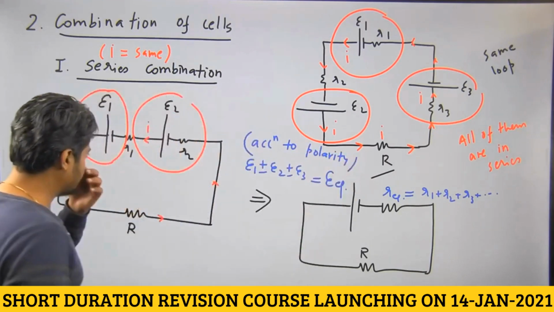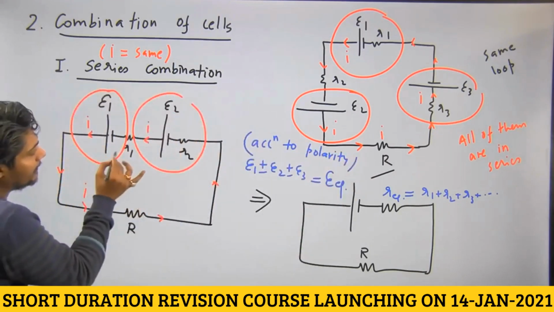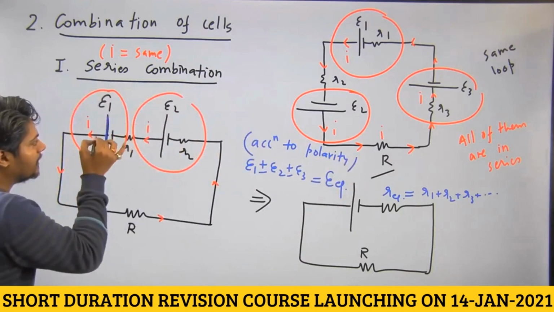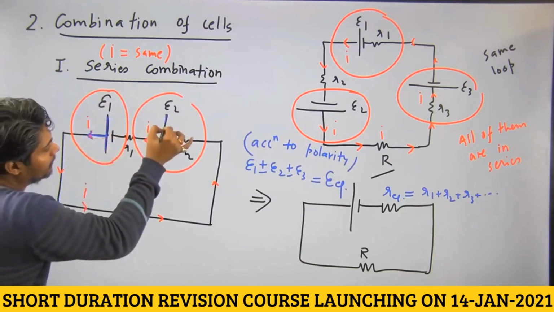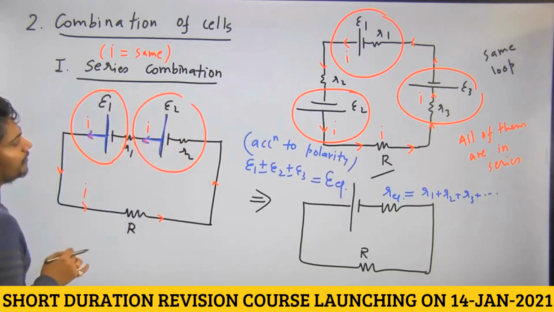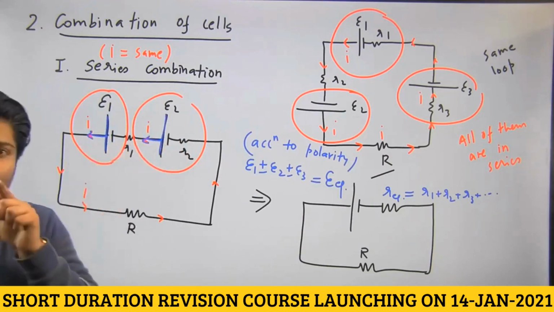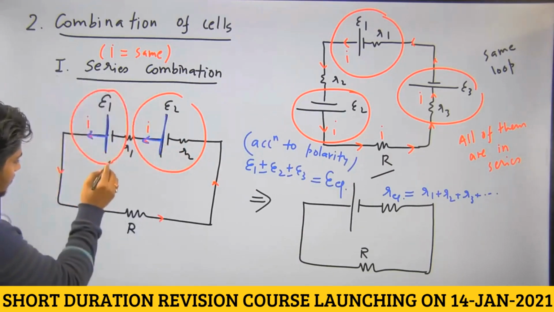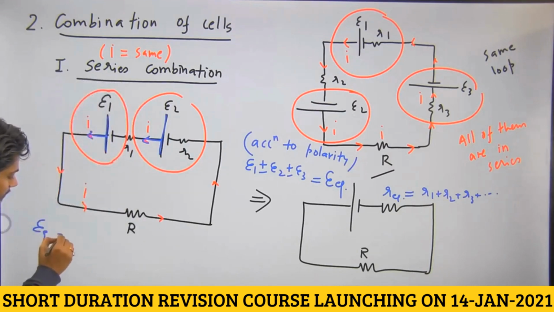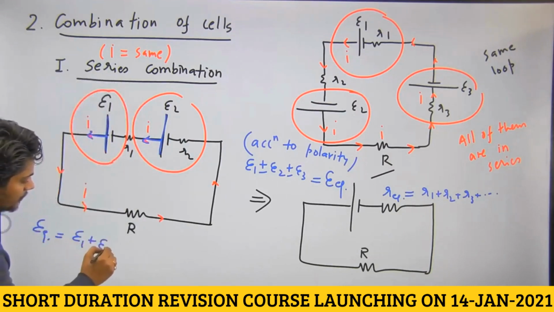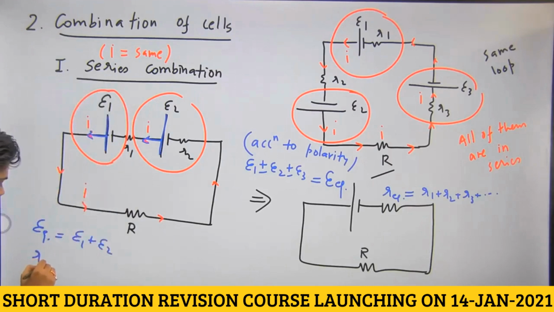So, let us see how we decide here. You can see in both the cases the current is coming out of the terminal. It means both are supporting the same direction of current. So, in this case E equivalent is just the addition E1 plus E2, and of course you don't have to think about R equivalent, it is always the addition R1 plus R2.